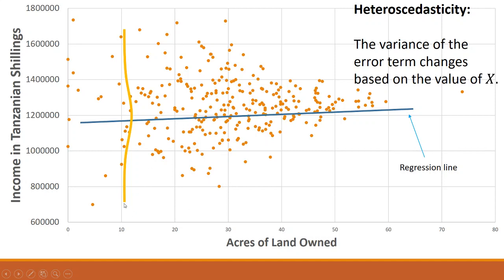So when land is 10, it is a very wide distribution with very large variance. When it's 20, it shrinks a little bit. When it's 30, it shrinks a little bit more. When it's 40, it shrinks even more. And so now the variance of the error term is changing for different values of x. When x is large, around 40, the variance is very small. It's a very tight distribution. When x is 10, it's a very wide distribution. Large variance. Okay, so this is what heteroskedasticity looks like.